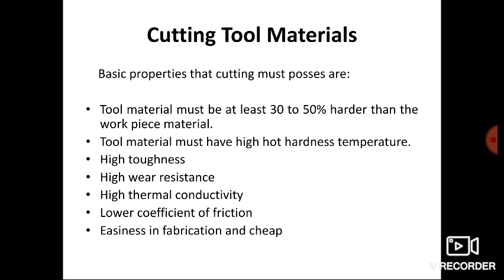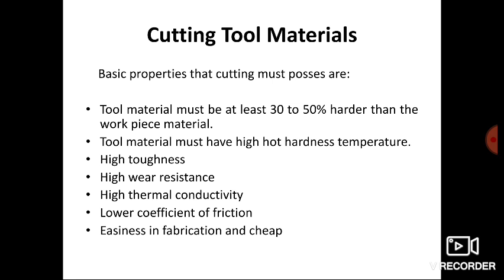The next is tool material must have high hot hardness temperature. So see, when there is machining, at that time we are removing the material from the surface of the workpiece. So there is friction between the tool and the workpiece. Due to friction, heat is generated. Okay, so as the heat is generated, as the temperature rises, the hardness reduces. So your cutting tool material should not lose its hardness at high temperature. So the tool material must have high hot hardness at a high temperature.